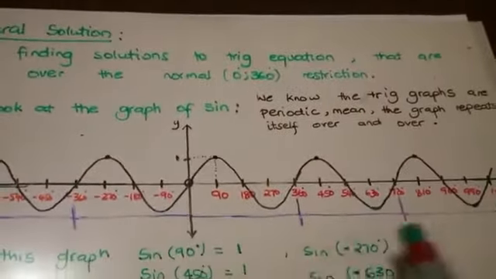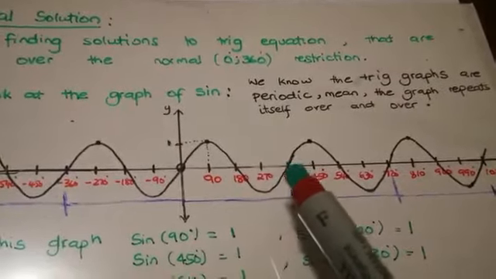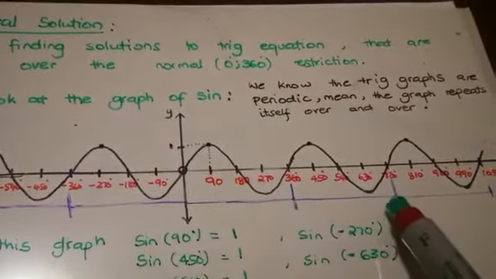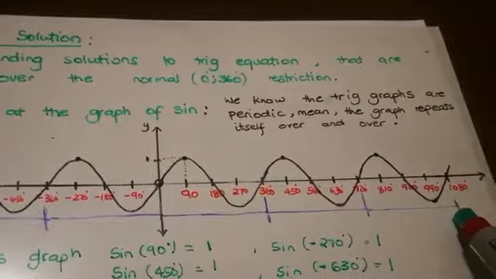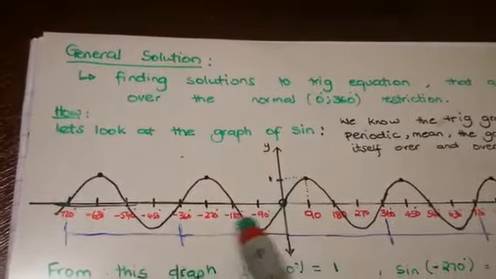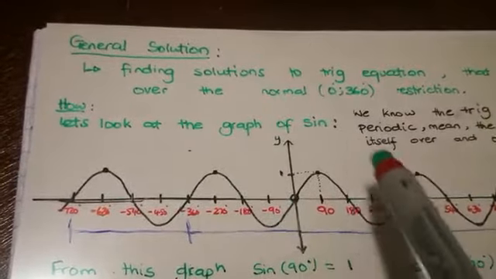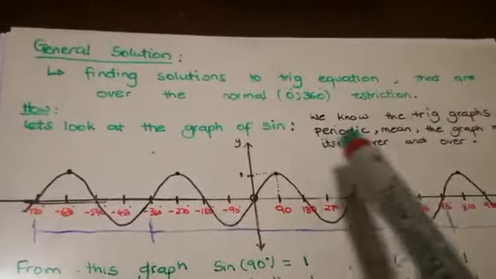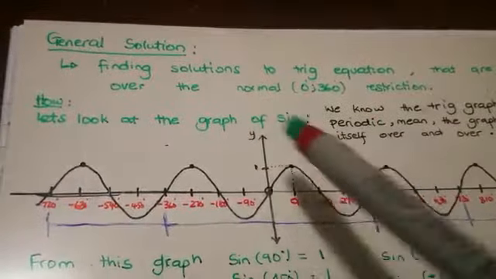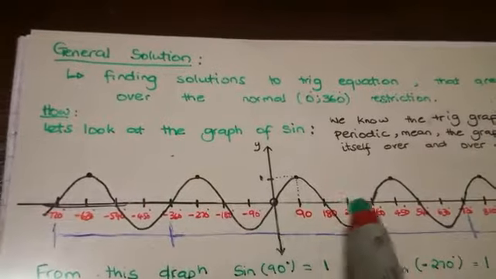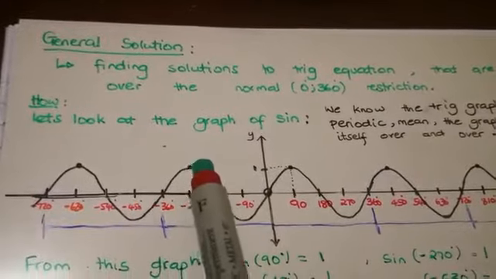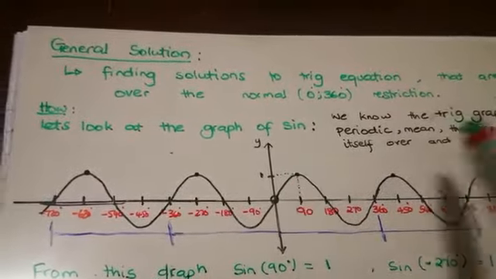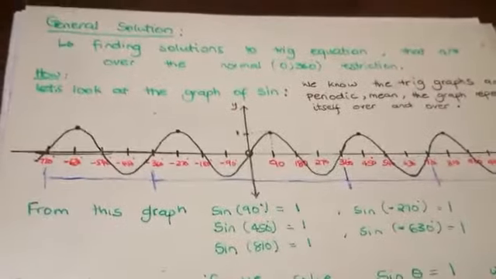Now I have extended the graph. If you extend the graph, it behaves exactly the same way. From 360 to 720, it behaves the same way. From 720 to 1080, it behaves the same way. And from negative 360 to 0, it behaves exactly the same way as here. That is what we mean by periodic: the graph repeats itself. If I were to cut this small piece from negative 360 to 0 and fit it on top of this one, it would sit exactly on top, and this point I have indicated would sit exactly on top of this one.